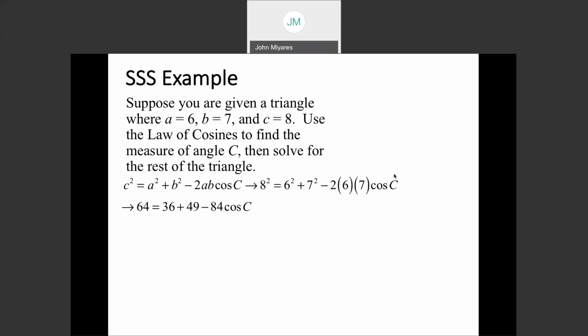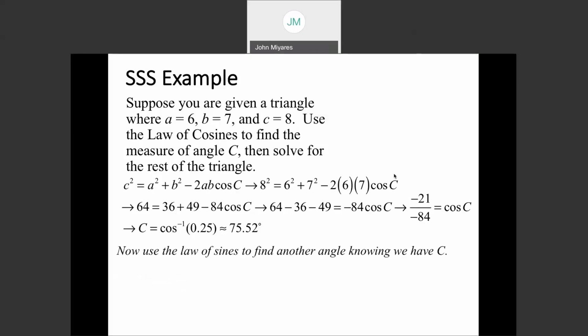So you've got 64 equals 36 plus 49 minus 84 times the cosine of angle C. Be careful with the order of operations that you don't try to combine the minus 84 with the 36 and the 49. What we need to do is subtract the 36 and the 49 to the other side. Then we'll end up dividing both sides by negative 84, which gives the cosine of angle C reducing to 1/4. Angle C then will be the inverse cosine of 0.25, which gives us 75.52 degrees.